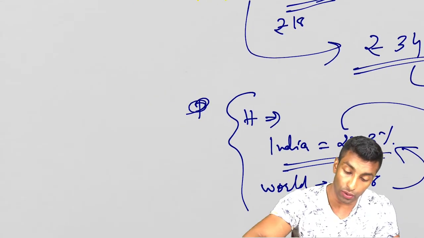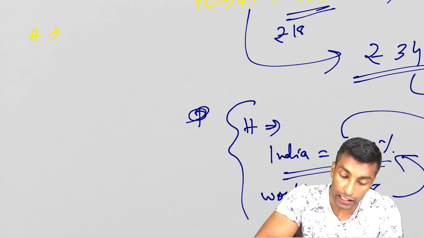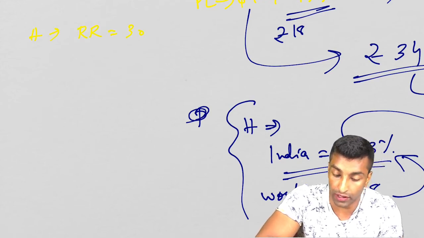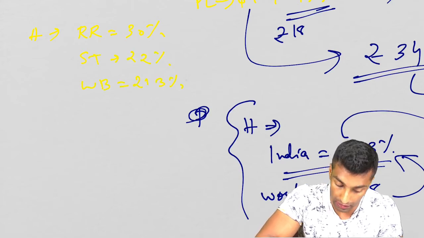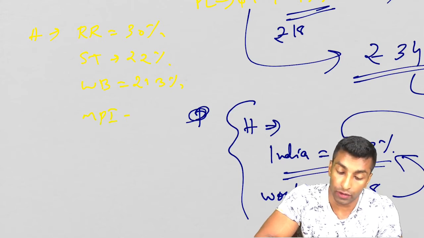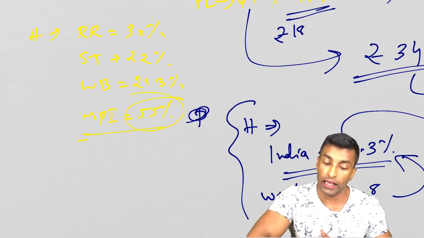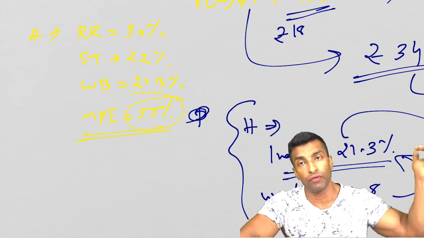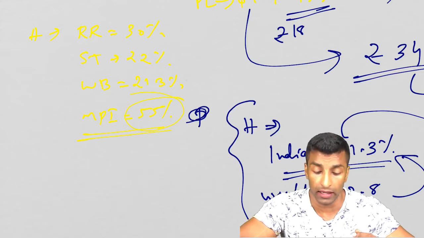So now see the different poverty ratios. As per Rangarajan 30%, as per Suresh Tendulkar 22%, as per World Bank 21.3%, and as per MPI it was 55%. Why this huge difference? Because of 10 indicators. Which one is better? Obviously MPI is much better because every element is taken into consideration which is required as per basic amenities.